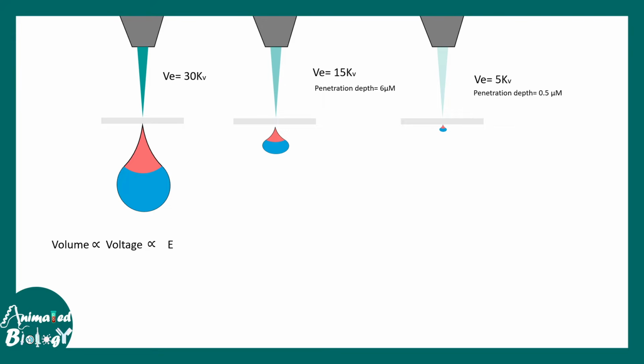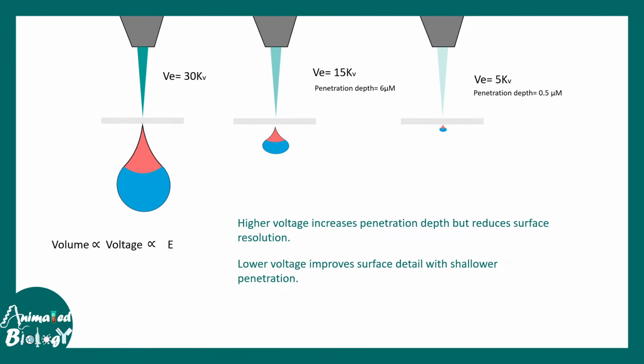So here you can see if the accelerating voltage of the electron is 15 keV, then the penetration depth is about 6 micron, whereas it becomes 0.5 micron if the accelerating voltage becomes 5 keV. So lesser the accelerating voltage, lesser is the penetration. Simply, we can understand higher voltage increases the penetration depth but reduces surface resolution. Lower voltage improves the surface details and gives a shallower penetration.